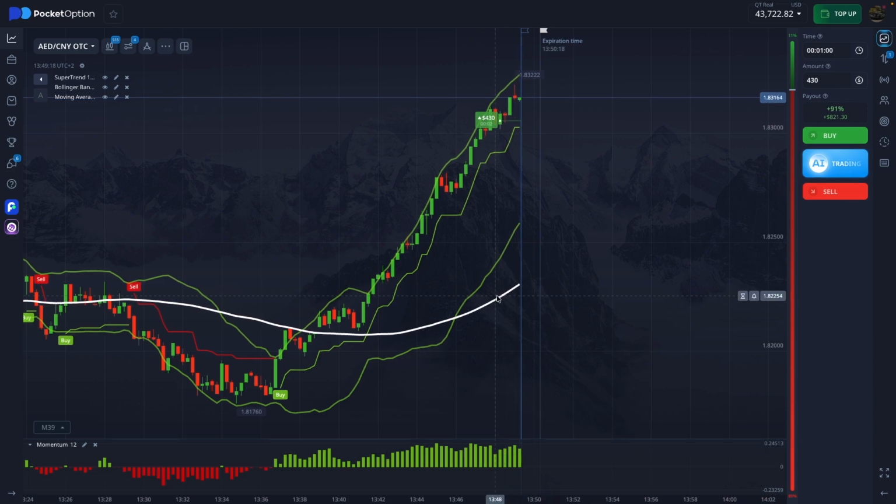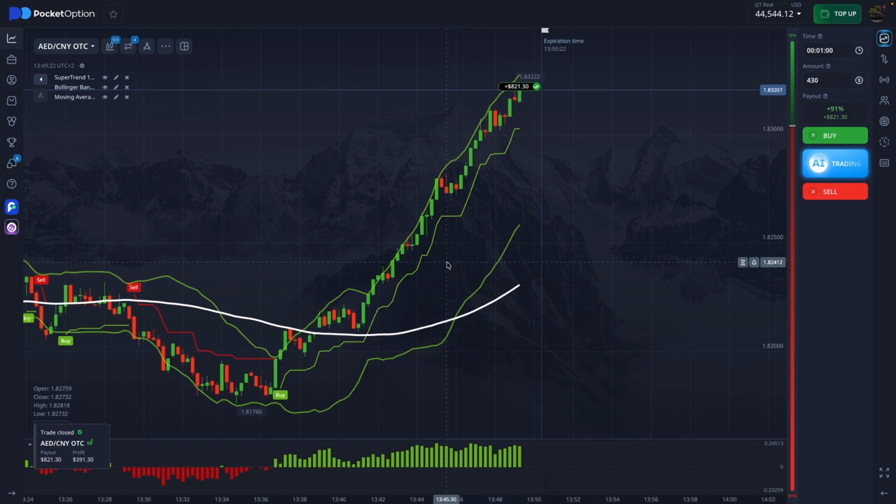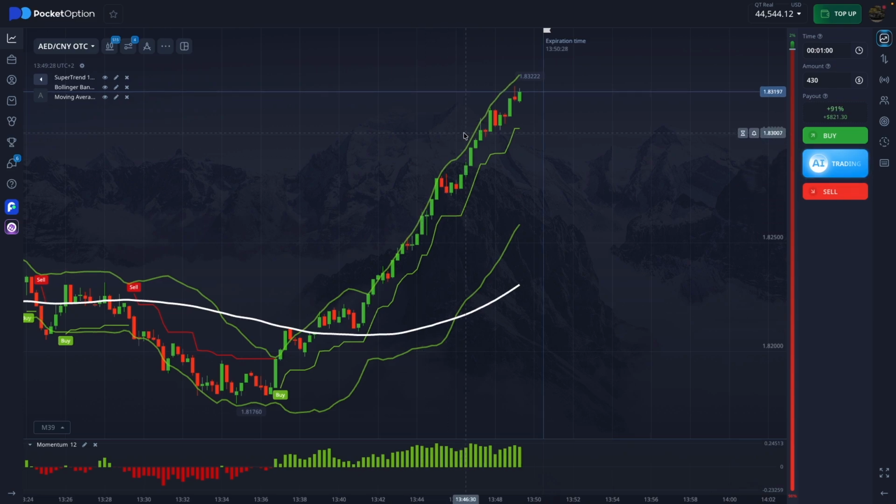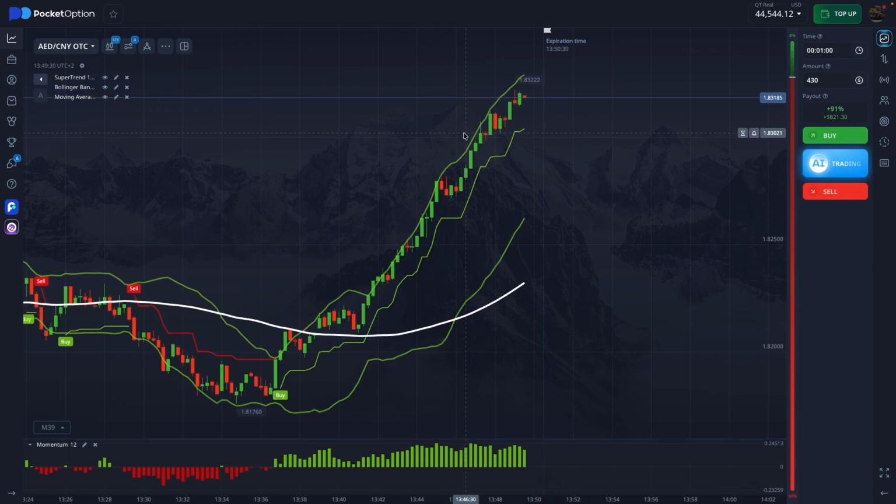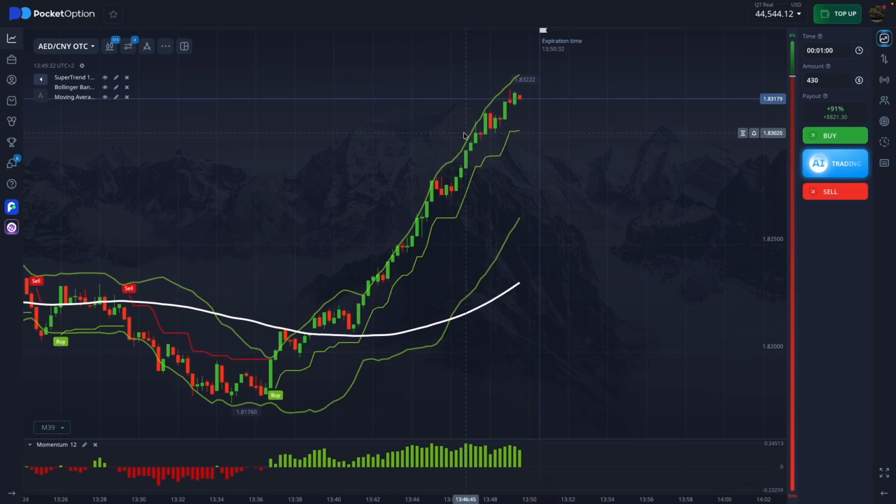And the last condition I check before entering a trade, I look at the Bollinger Bands indicator, and in order to enter an up trade, I need the price to be below the upper boundary of the Bollinger Bands channel. This condition was also met, and that's why I opened an up trade. I think I have basically explained the strategy. And now I will continue to open trades following this strategy and continue my trading session.